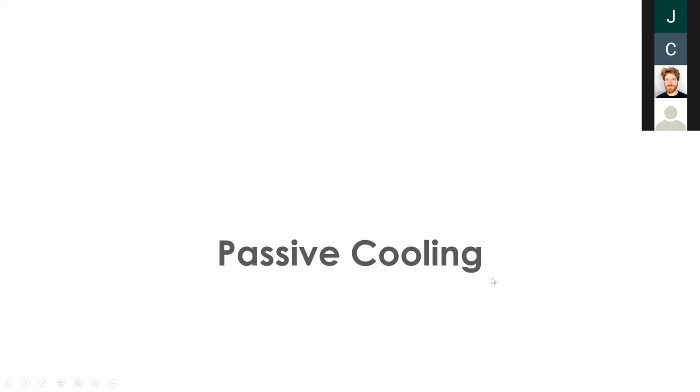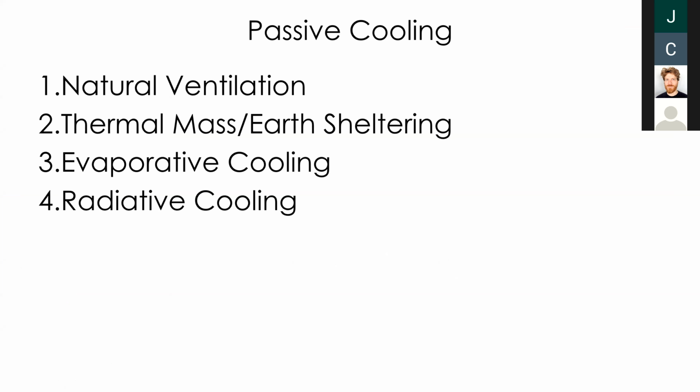Okay, so I'm just going to go through a few different strategies for passive cooling that we talked about in the class. So focusing on four main ones: natural ventilation, thermal mass or earth sheltering, evaporative cooling, and then radiative cooling.